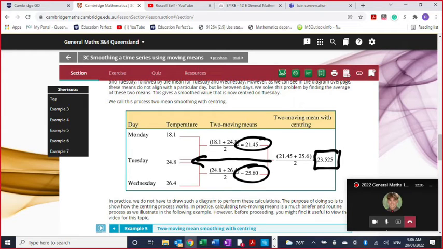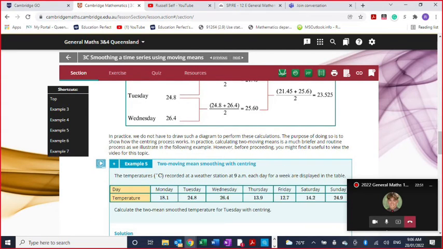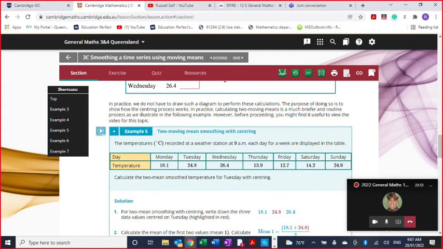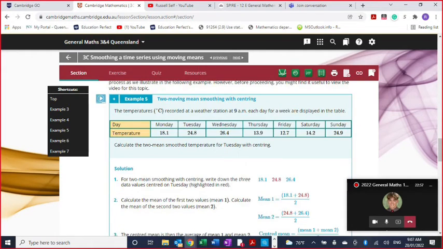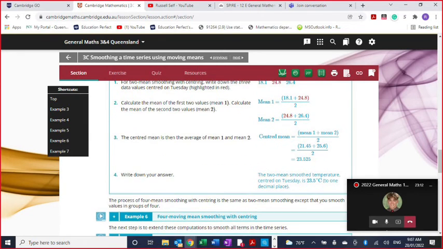Now, just be careful when you're doing the even ones. That means you have to do it more times. So let's just look at a quick example here. So we have our days. Calculate the 2 mean smooth temperature for Tuesday with centering. Because again, if you do 2 means, you're going to have to center it. So you're going to have to do the mean below Tuesday, so Monday and Tuesday. You're going to have to do the mean above, so Tuesday and Wednesday. And then you're going to have to take the mean of those 2 values. And that will give you the smooth temperature for Tuesday.